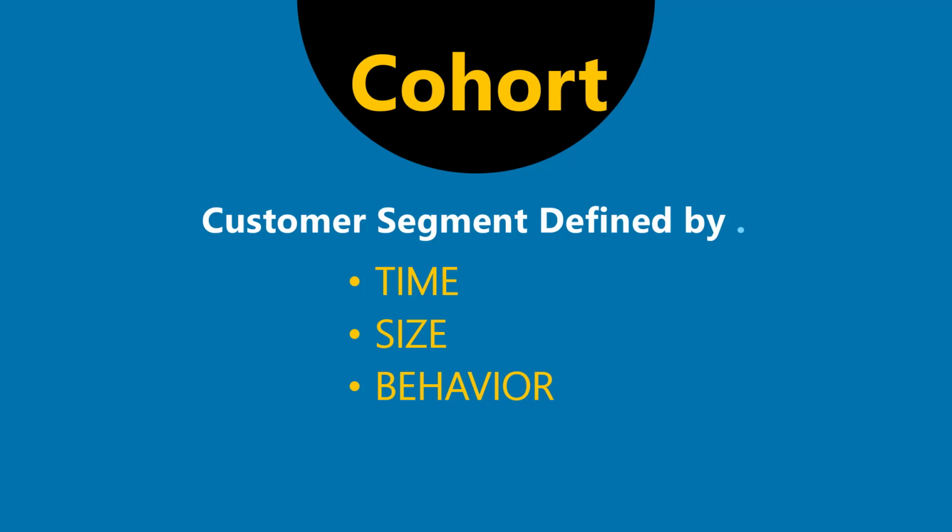One of the most popular types of cohort analysis is using that time segment. So when we acquired the customer, what are the actions that are taken? Did we retain them? Was there churn? Size, we can look at spending, and behavior is what that cohort is doing at a certain point.